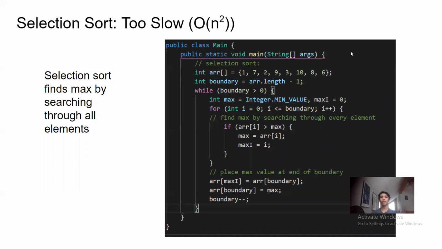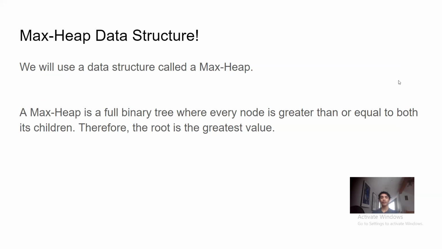But the problem is, how do we find the maximum each time efficiently? One way to do this is using selection sort, which unfortunately is too slow. Selection sort finds the maximum value by searching through every single element and picking the maximum one. I have implemented selection sort in Java at the right.